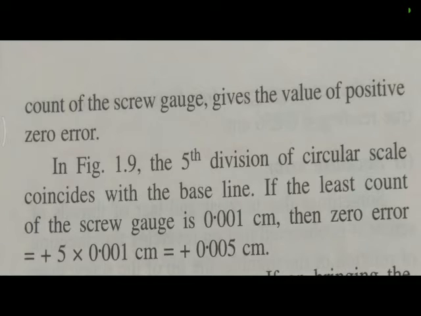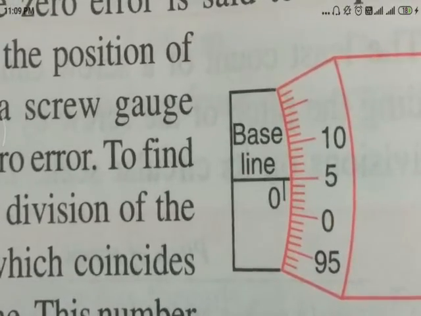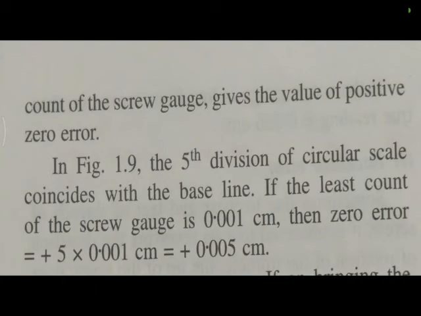As I said, generally we take the least count of screw gauge as 0.001 centimeter, right? And coinciding division in this diagram we have seen that it is 5, right? So what will be the error? It will be plus 5. Why plus? Because it is positive zero error. So 5 into 0.001 centimeter, it will become plus 0.005 centimeter, right? So we have calculated the zero error. So whatever value we have calculated, you need to subtract the error from there. So we have done the positive zero error.